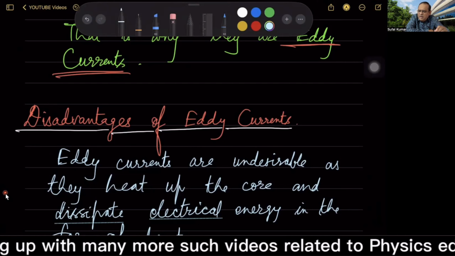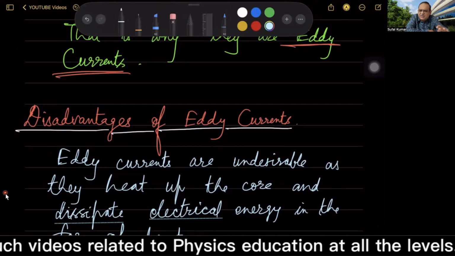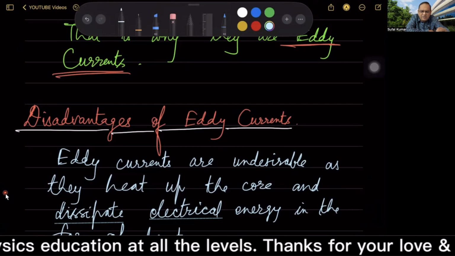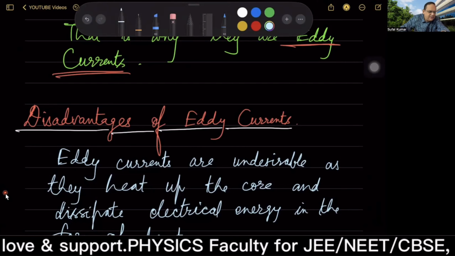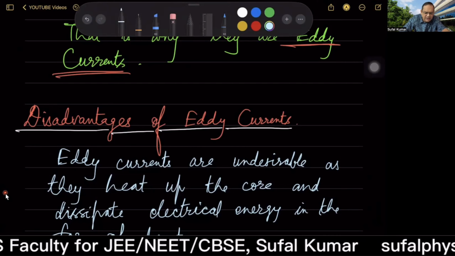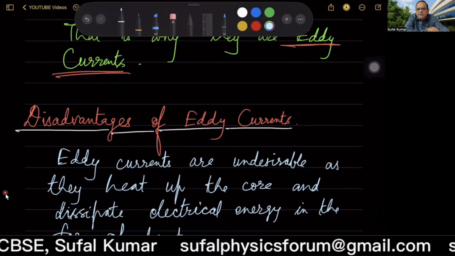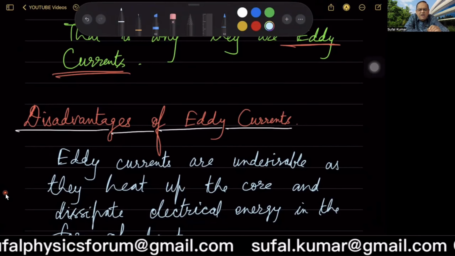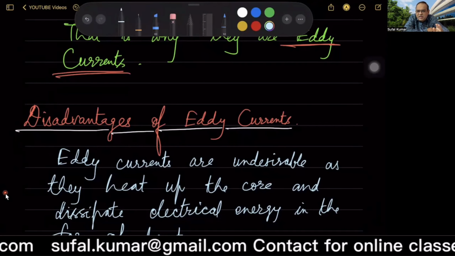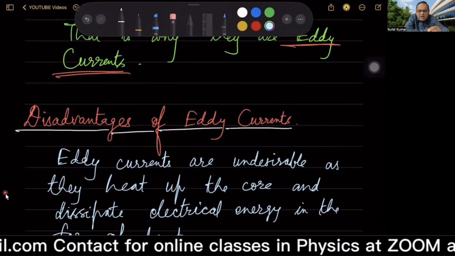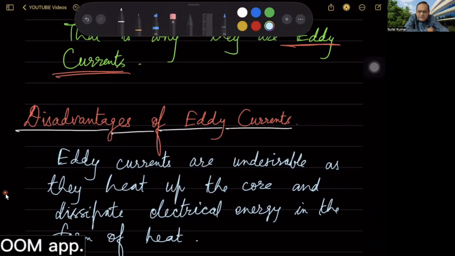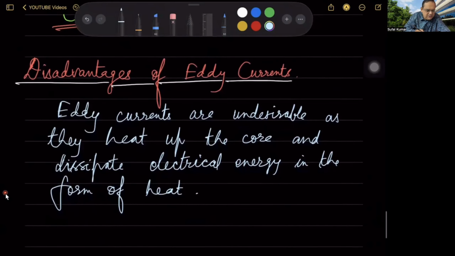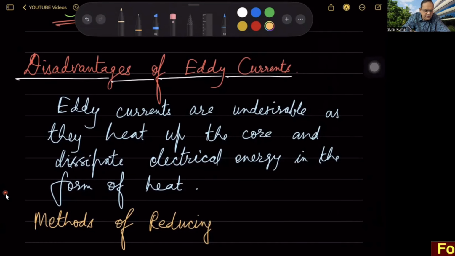They have some practical applications in our everyday life. We are going to discuss that small list also. But before that, methods of reducing eddy current. After going through this paragraph, we are thinking that since it is disadvantageous, let's try to reduce the factors which are causing disadvantages. So what are the methods of reducing?